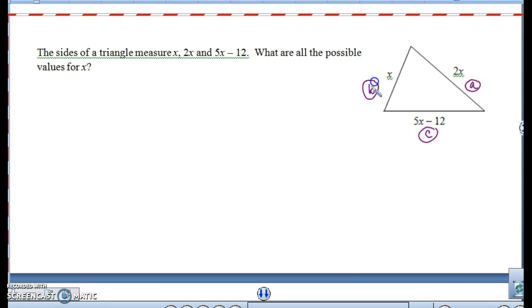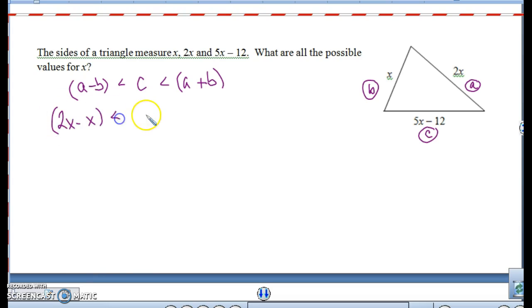And this would be my b. So if we want to set this up as a minus b between c and a plus b, let's get our values. Now be careful of your subtraction. So a minus b will be 2x minus x. And then this one will be 2x plus x.